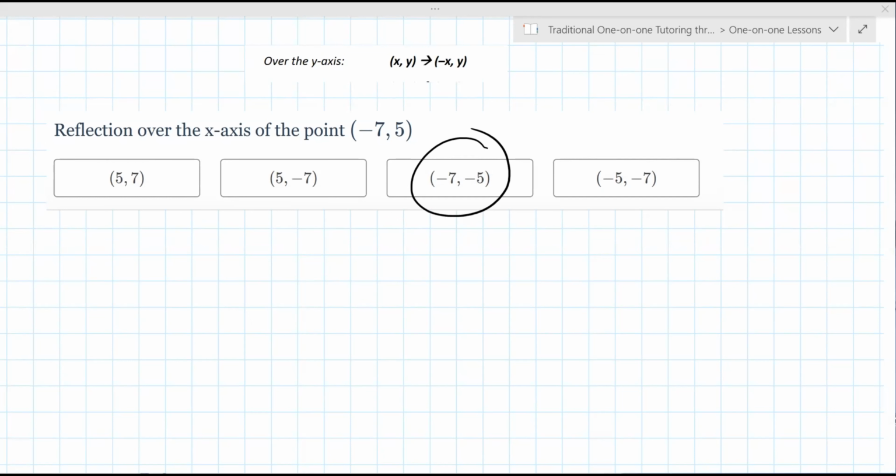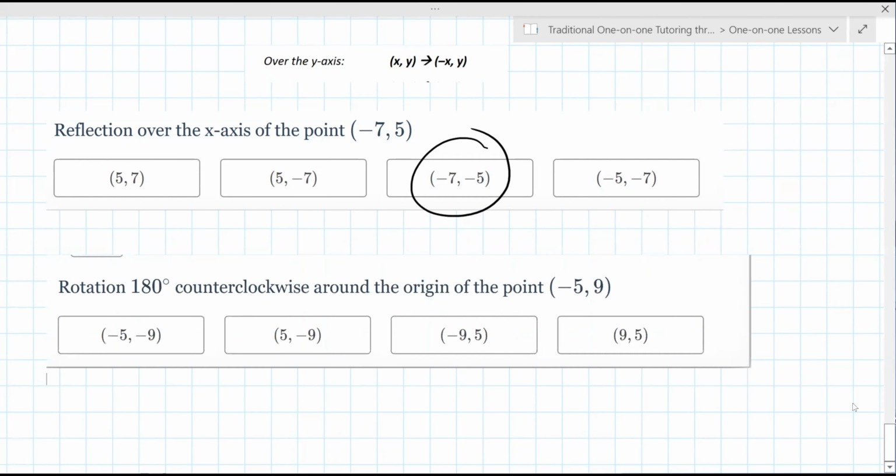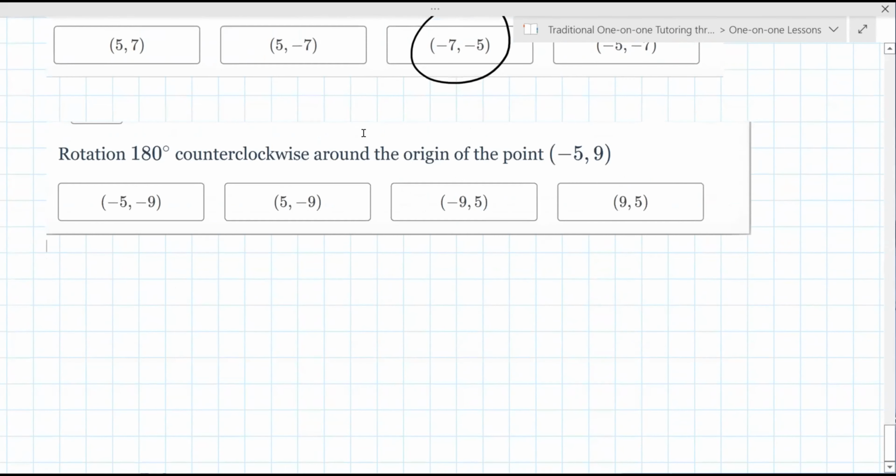Okay, here's a 180-degree rotation. It'll be +5, -9. Yeah, well done. Yeah, it's that one there.